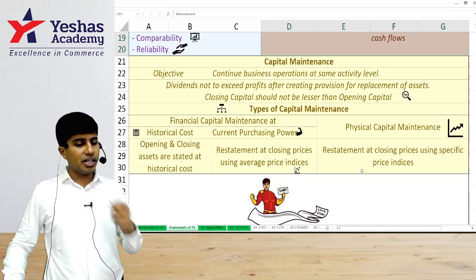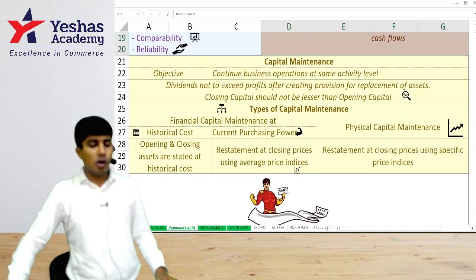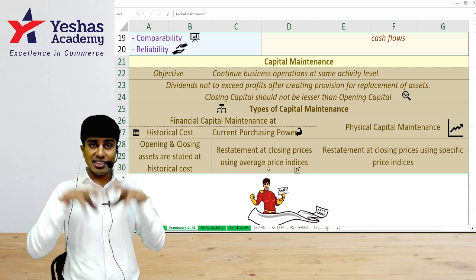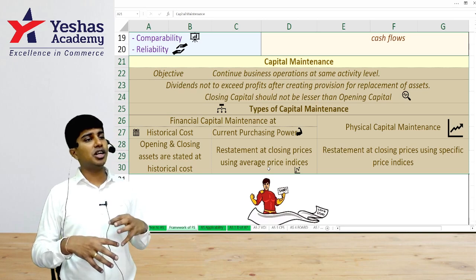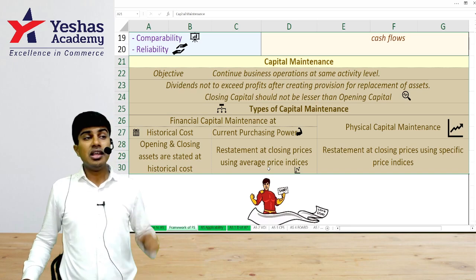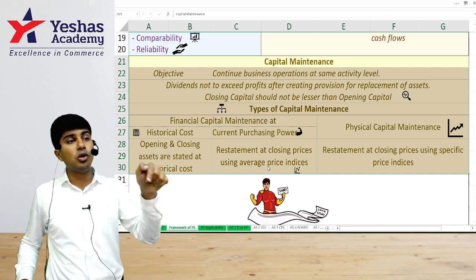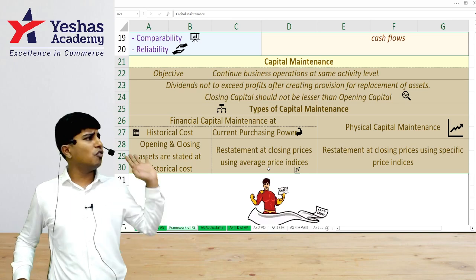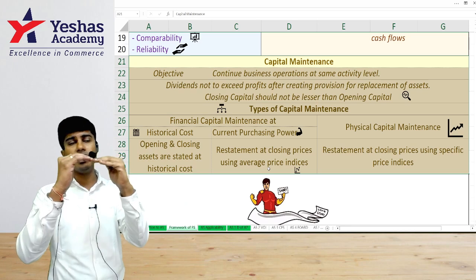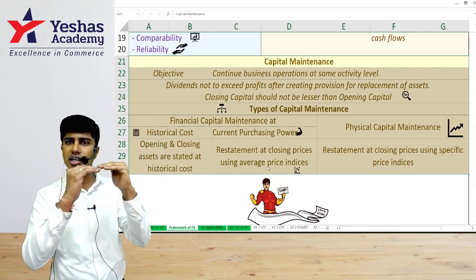Last part of this unit is capital maintenance. The objective of capital maintenance is ensuring that we do business in this year at the same level at which we did business last year. Last year we had capital of 10,000 units. This year our capital should not go below 10,000 units. Irrespective of what is the market price, I should be able to do the business at the same level, not at a higher level, at least at the same level.